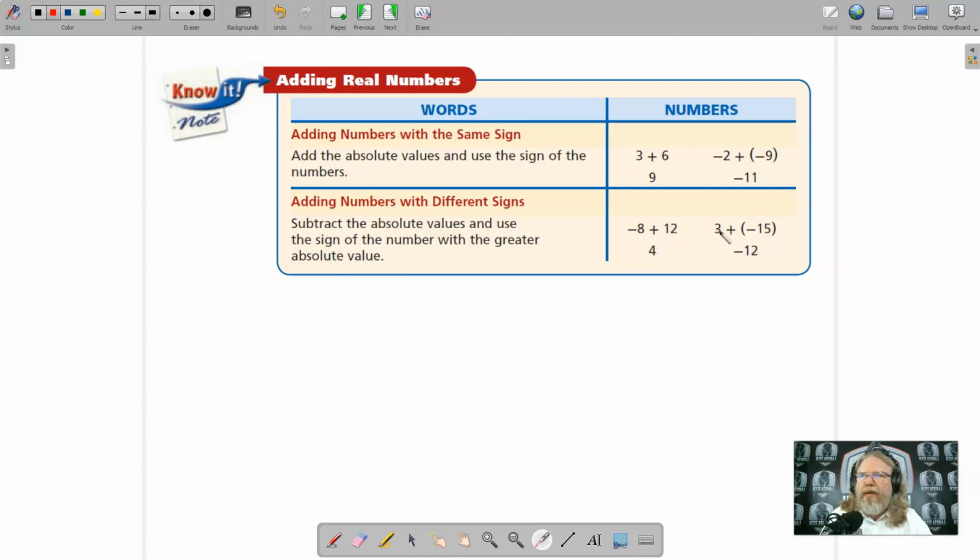Let's look at the next example. 3 plus negative 15. The sum of a positive number and a negative number. So let's just go ahead and forget the negative sign. Let's just do 15 minus 3 and get 12. Now we'll consider the sign. Which has the greater absolute value, 3 or 15? Of course, 15 does. 15 is negative, so our sum is going to be negative as well. It's a really important thing to remember that if they're different signs, subtract their absolute values, and then just use the sign of whichever one has the greatest absolute value.